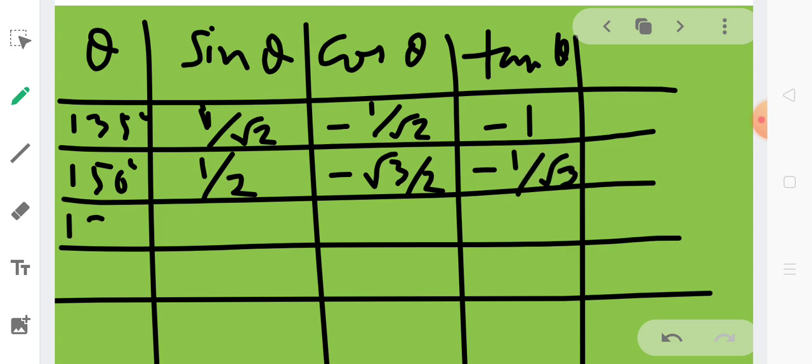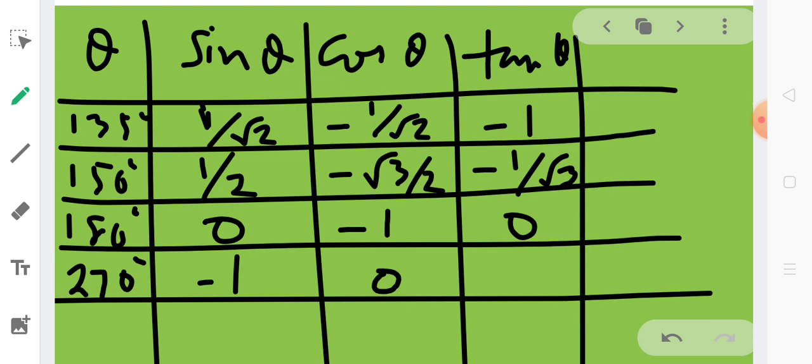For theta equal to 180 degree, sin theta is 0, cos theta is minus 1, and tan theta is 0. For theta equal to 270 degree, sin theta is minus 1, cos theta is 0, tan theta is undefined. And lastly, for theta 360 degree, sin theta is 0, cos theta is 1, tan theta is 0.